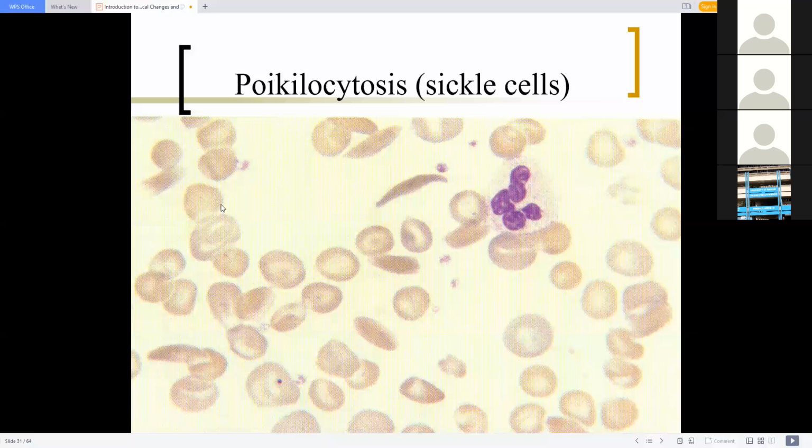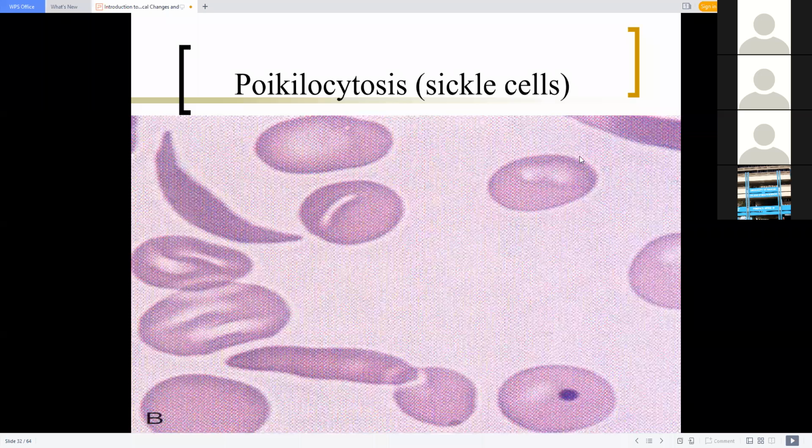So sickle cells, you can see sickle cells there, all right? These elongated cells. This is a Howell-Jolly body.